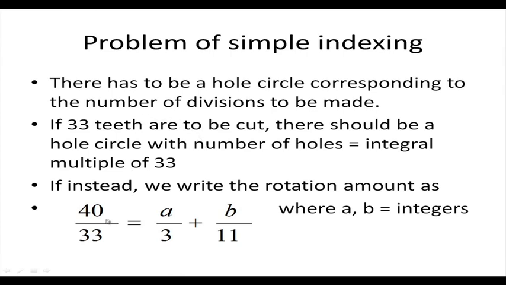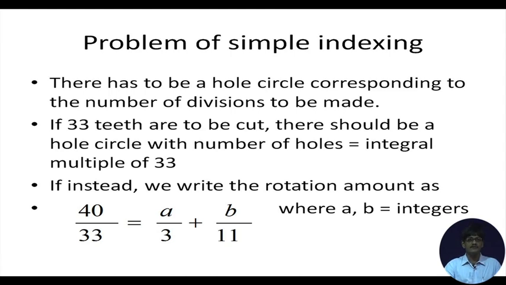We had been discussing 40 by 33 being unachievable. That means, suppose I do not have a 33 hole circle. You might say, is it really possible that you do not have a 33 hole circle? This is just by way of an example. There might be other numbers of teeth, like suppose you have 87 or 265 or something like that, which is not there. So, we are taking a problem where this particular hole circle is not there.